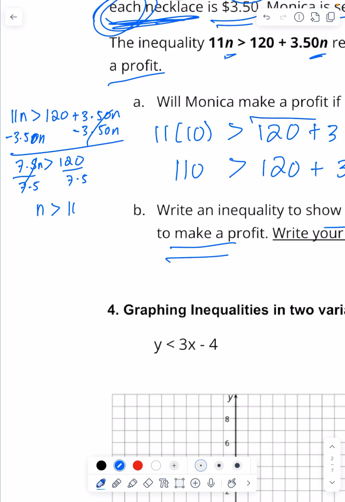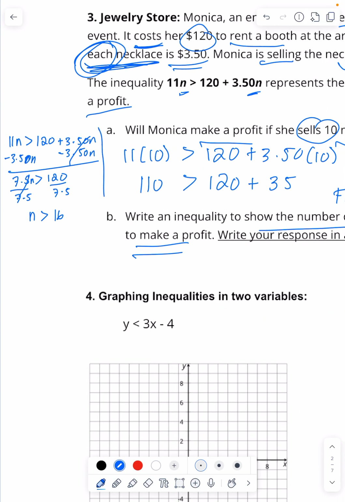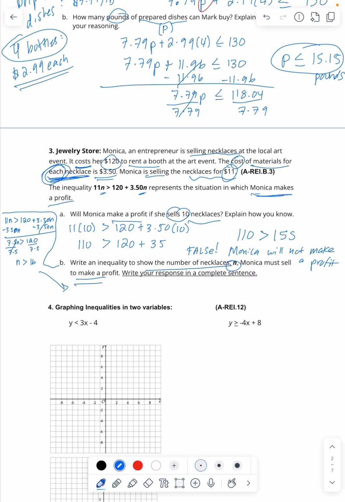which gives us 16. So that tells us, again, this was the work for B. So we could say that in order for Monica to make a profit, she will need to sell more than 16 necklaces in this case.